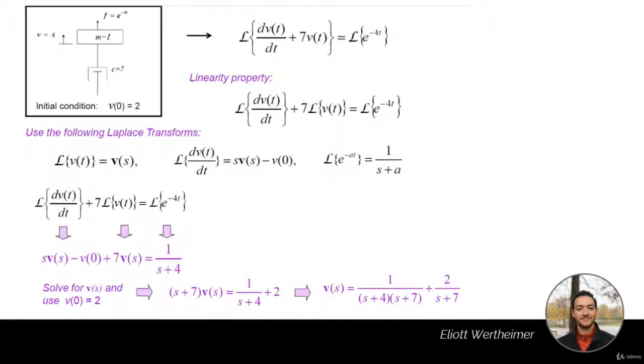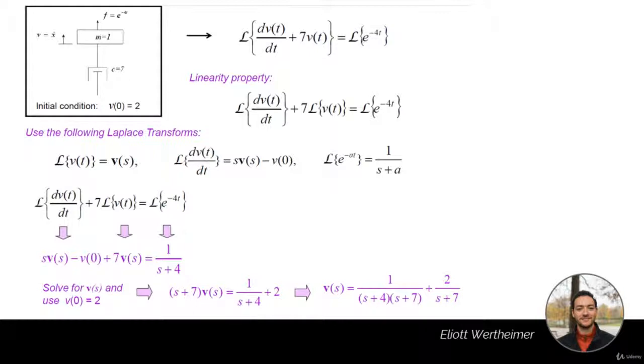Okay, so we're going to use the following Laplace transforms from the table that you can see in the previous lecture. So the Laplace transform of the velocity with respect to time is V of s. The Laplace transform of the derivative of that velocity is equal to s multiplied by V of s minus the initial condition, the velocity at t equals 0. Finally, we're going to use as well the Laplace transform of exponential minus a t, which is equal to 1 over s plus a. We actually saw this before.